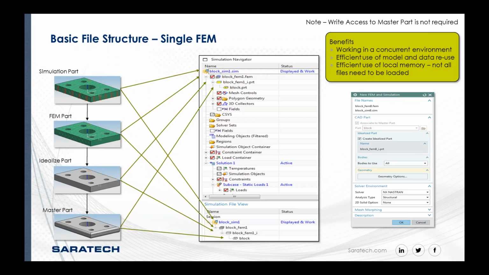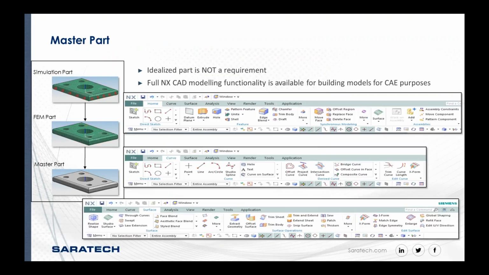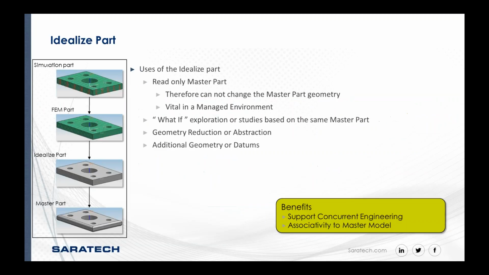Now I'm just going to go through these pretty quickly, because I want to get to the demonstration. Here's the master part, which is just a straight-up CAD part. Most of the time you're going to pull this from an assembly; if you're using Teamcenter, you'll pull it from the top level. We'll be talking about assemblies shortly. One thing it says here is that an idealized part is not required, but we'll talk about why I like using an idealized part, and I recommend everybody has one.